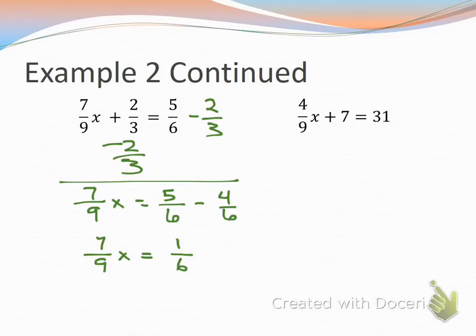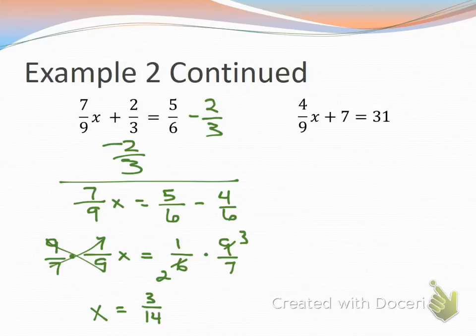Now what do? Multiply both sides by 9/7. I can cross reduce 2 and 3, and I get x equals 3/14. Who got it right? Good job, good job.